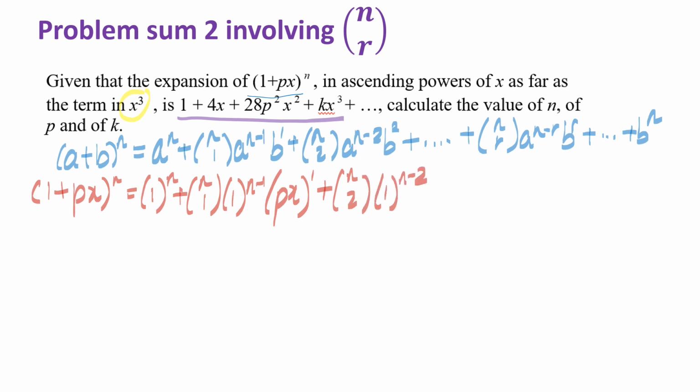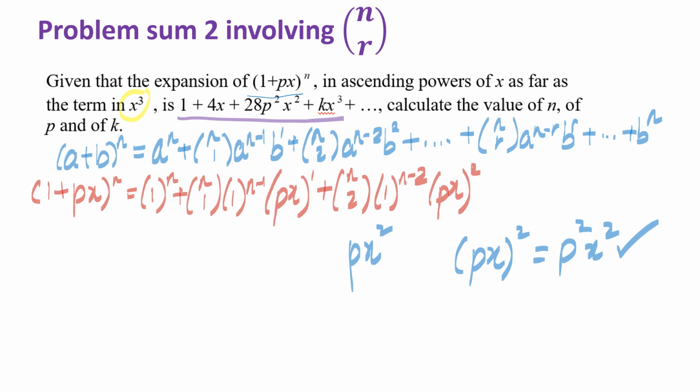Alright, very important here, you have to bracket your px. You must bracket it. Why must you bracket it? Because if you don't bracket it, you end up like this. Can you see the difference? When you bracket px to the power of 2, it means p squared x squared, which is the correct one. But if you don't bracket it and you write it this way, that means the square only belongs to the x, not the p, which is the wrong concept, because you need to square the whole thing. The whole thing, meaning px: you need to square p, and you also need to square x. That's the reason why you need to bracket it.